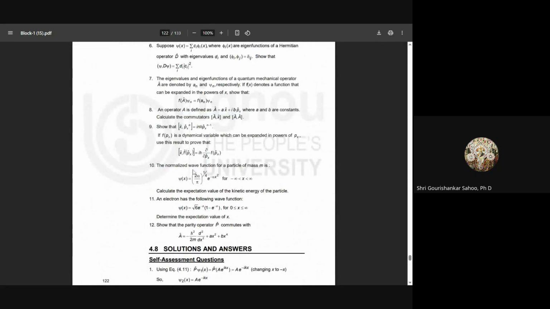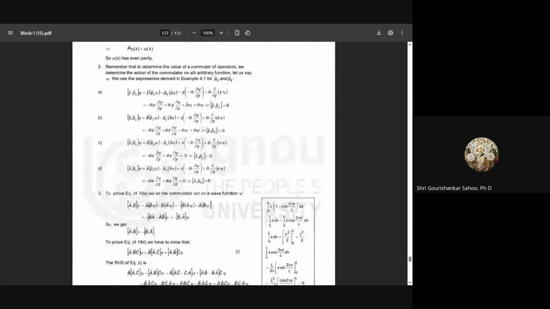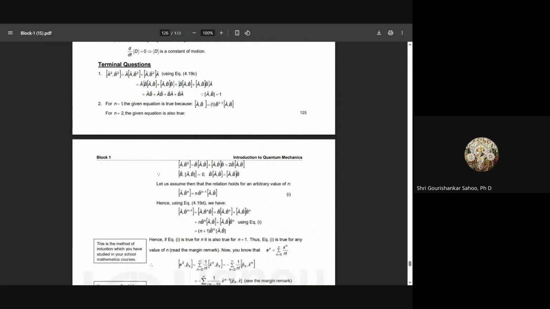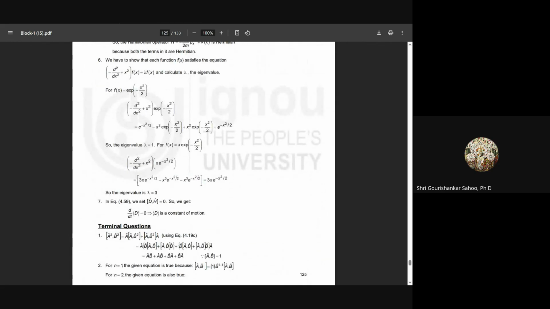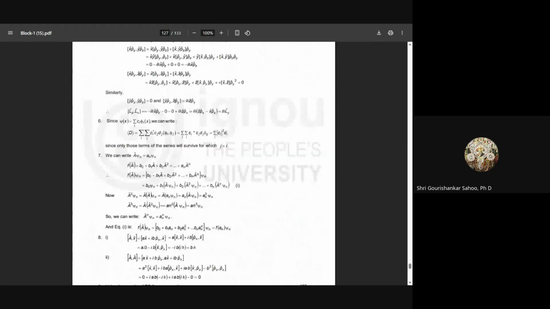The problem is like this: the eigenvalue and eigenfunction of a quantum mechanical operator A cap are denoted by an and psi n respectively. If f(x) denotes a function that can be expanded in powers of x, show that f(A cap) psi n is equal to f(an) psi n. So the solution is here on the screen. Here you can see it.